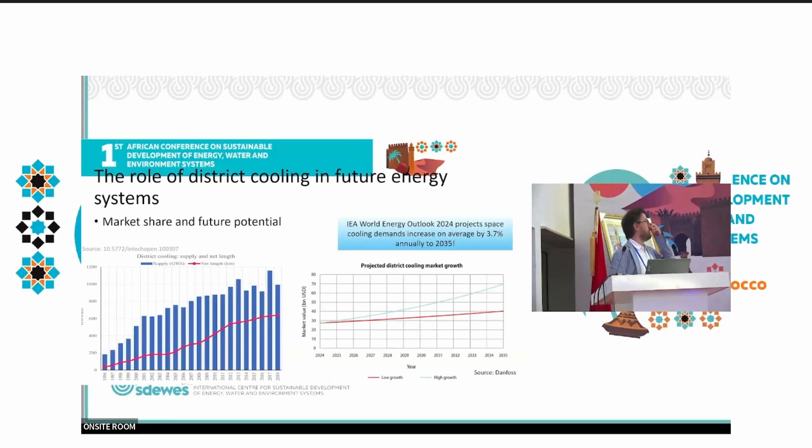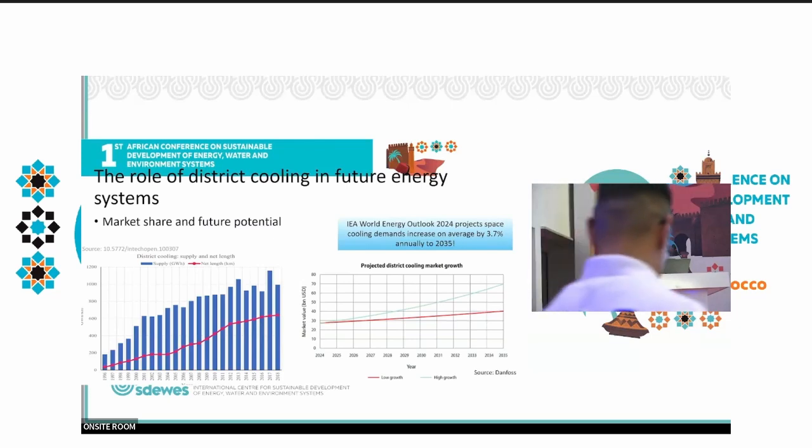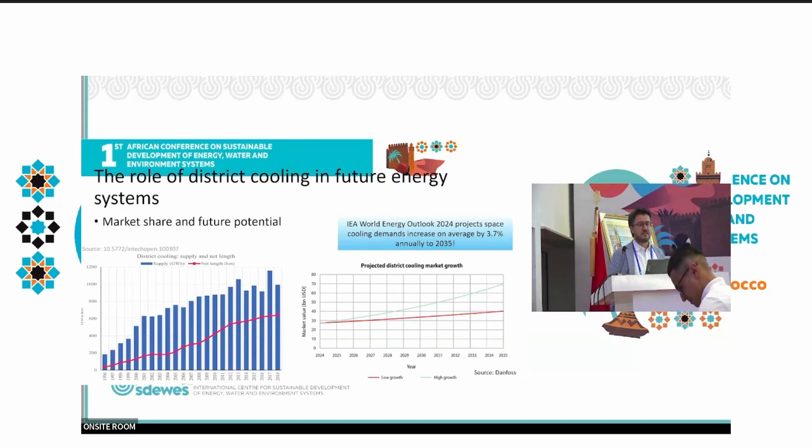I just wanted to look at the market share and the future potential of district cooling systems in the world. So the International Energy Agency World Energy Outlook in 2024 projects space cooling demand to increase on average by 3.7% annually till 2035. 90% of that will come from emerging or developing countries, from rising standards, population growth, and climate change, because the temperatures are getting higher.